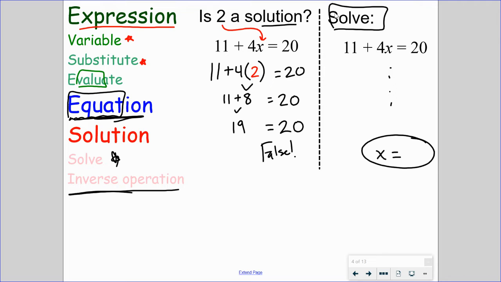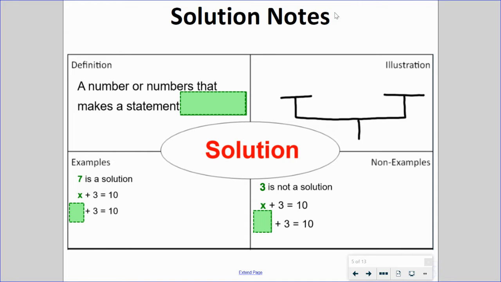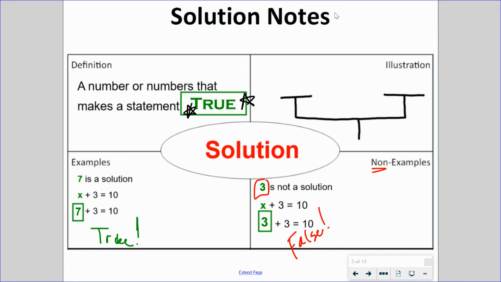So there's your little vocabulary review. Let's get into solution again. A solution is a number or numbers that makes a statement true. It's all about truth. Anybody can come up with a bogus answer, but a solution makes it true. For instance, bottom left corner, 7, is it a solution? Absolutely. Is 7 plus 3 in fact equal to 10? Yes, that is a true statement. Meanwhile, a non-example, 3, is most definitely not a solution. True or false? Oh, this is false. So it really is about, does it make a statement true or does it make a statement false?